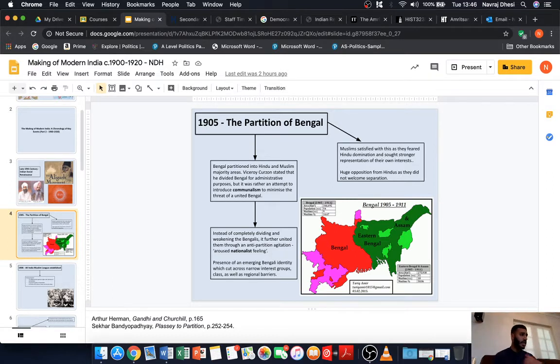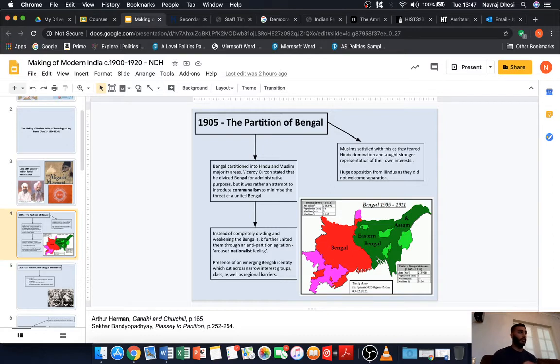Initially, Muslims opposed this partition, but as they began to feel the consequences of the partition, they felt that their interests and their rights were better protected under this Muslim majority area of eastern Bengal and Assam. So obviously the Muslims were satisfied with this, as they feared Hindu domination and sought stronger representation of their own interests. But there was huge opposition from the Hindus, as they did not welcome this separation at all.